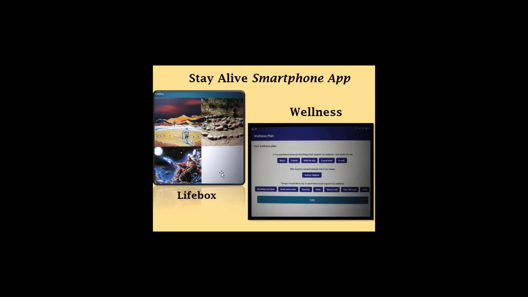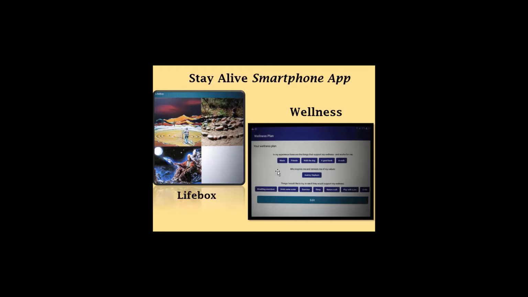In this case, I use it as an example and put some of my favorite images in this particular Life Box, which is very calming to look at for me, and hopefully what you would put there would also be calming. And then this wellness plan I like. Again, it has a number of things you would check, and then it would list them for you. So in my experience, these are the things that support my wellness and work for me.